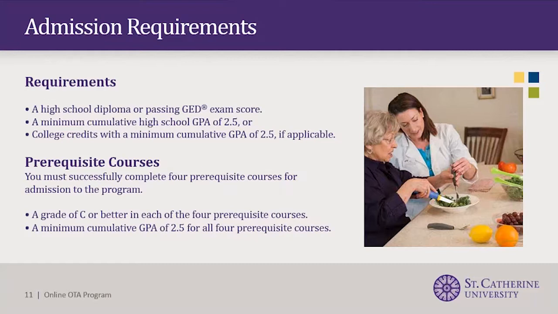In addition to that, we have 4 prerequisite courses that must be completed prior to starting OTA classes. We currently do offer these prerequisite courses, so you can be admitted into the program, start your prereq courses and some of your liberal arts classes, and then as long as you have a 2.5 cumulative, you're eligible to start the OTA classes after completion of those. With the prerequisites, you have to have a C or better in all 4 prerequisites, and you have to have a minimum cumulative GPA of a 2.5 on those prerequisite courses.